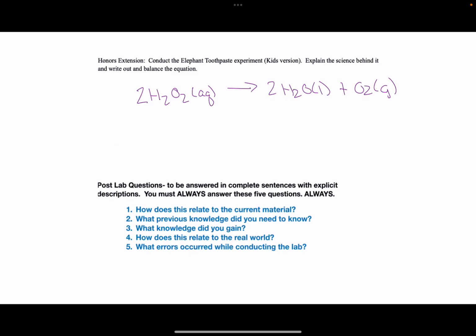Honors extension, you were supposed to try out the elephant toothpaste, the kids version, and explain the science behind it and write out the equation. This is that equation. Don't forget to do your standard 5 post lab.